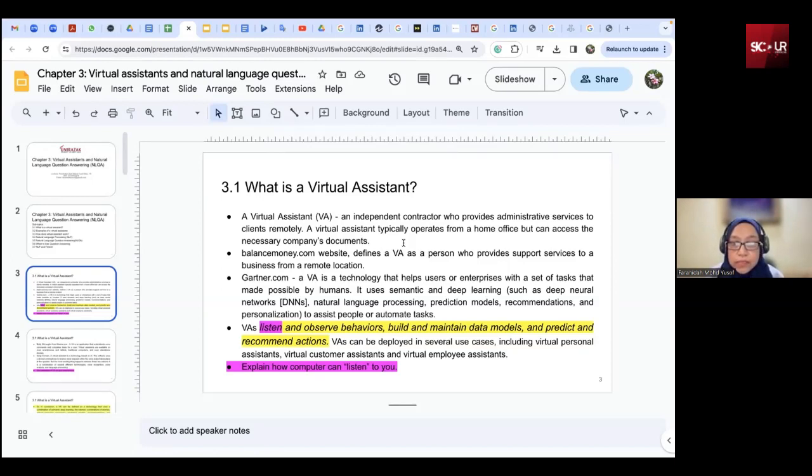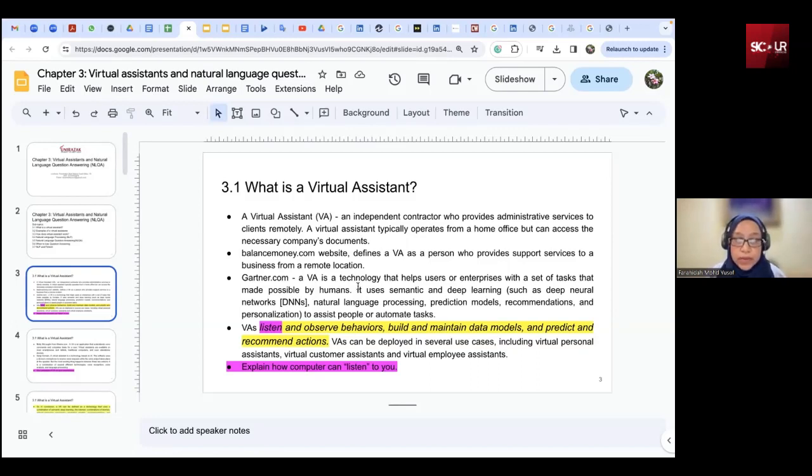Okay, balancemoney.com defines VA as a person who provides support services to a business from a remote location. So normally a virtual assistant can be a housewife or someone who can work freelance for the company or the organization. When you Google or look on YouTube, it can be someone like a PA, normally a woman who likes to work freelance. They can work at home while taking care of the family. She can also work online as a virtual assistant, meaning that she can help the organization or enterprise to do accounting, online marketing, or content creating. So that kind of job, they support.